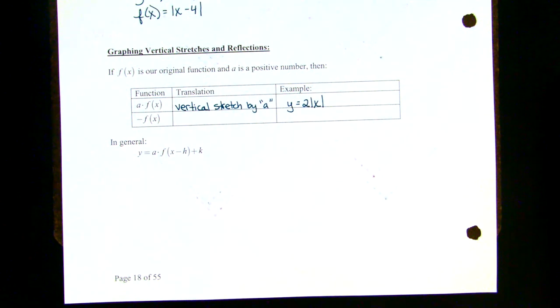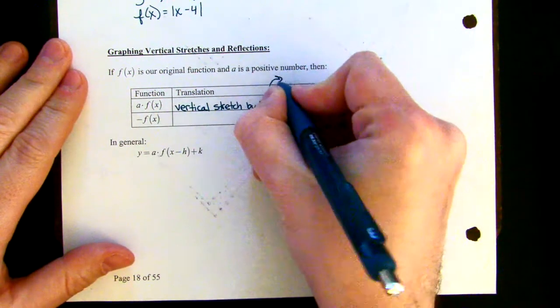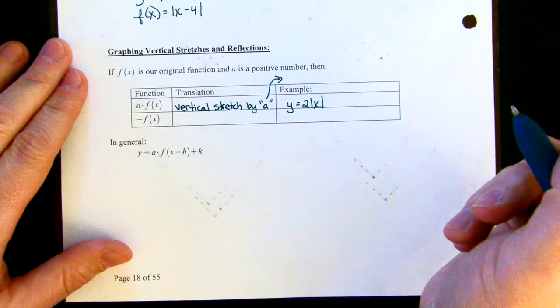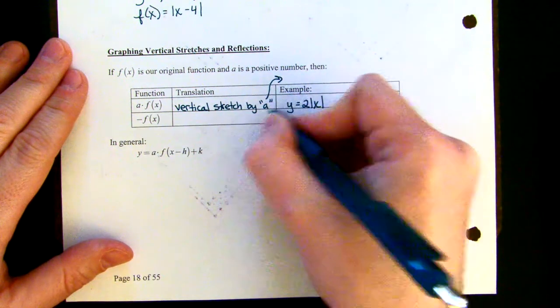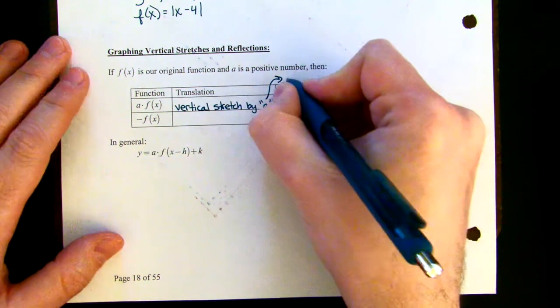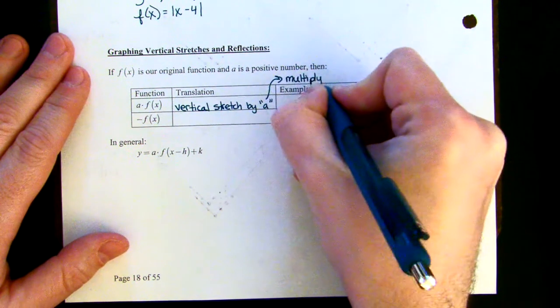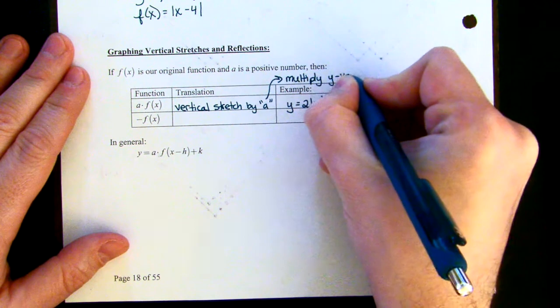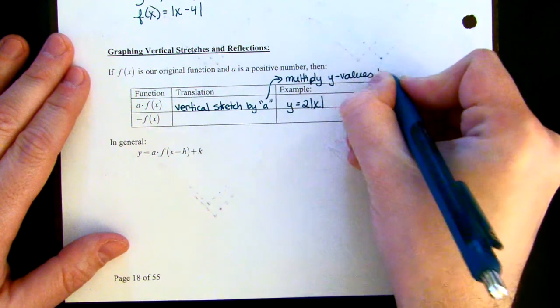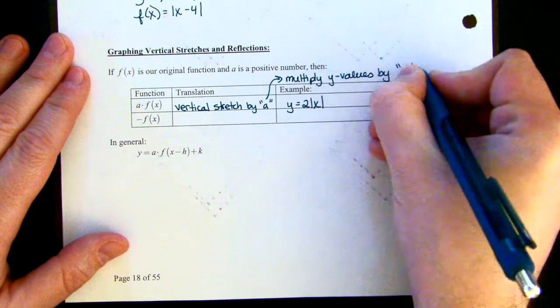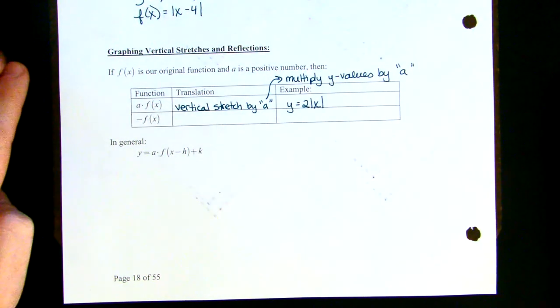When we deal with parabolas, we can't really talk about slope. We don't have straight lines on the two different sides. But we can still talk about a vertical stretch. What this is really going to mean is we're going to multiply our y values by whatever that a is, by whatever's out front before the absolute value bars. We're going to multiply our y values by a. I'll show you how to do this in a moment.